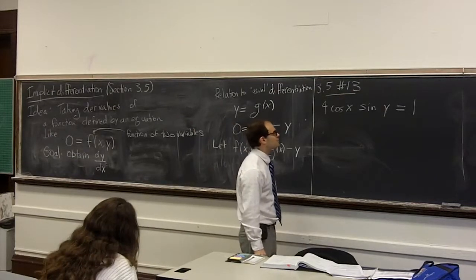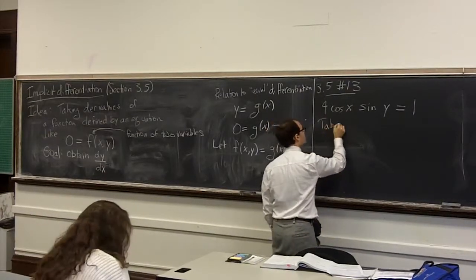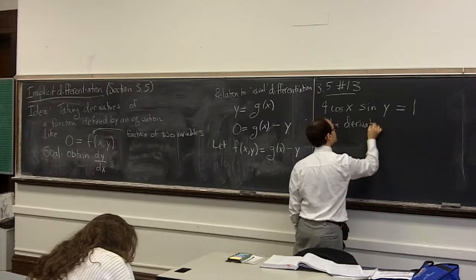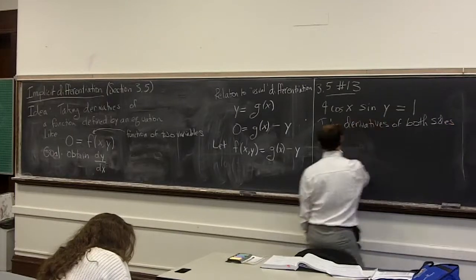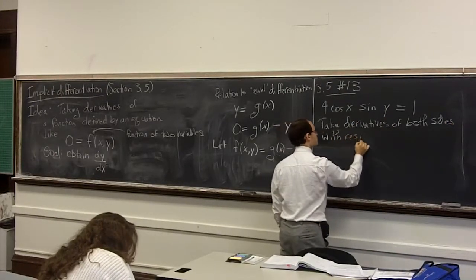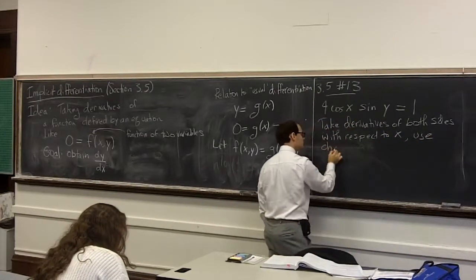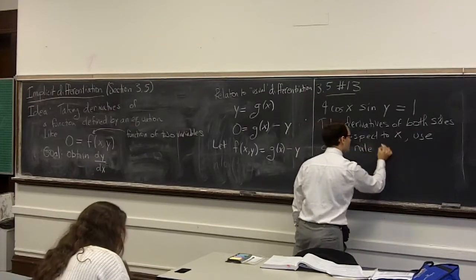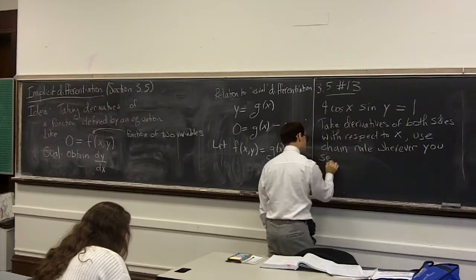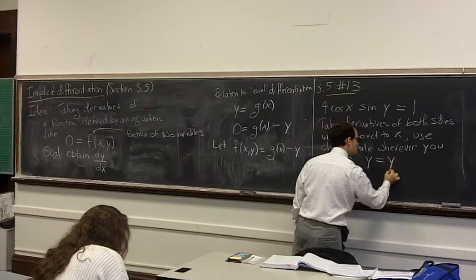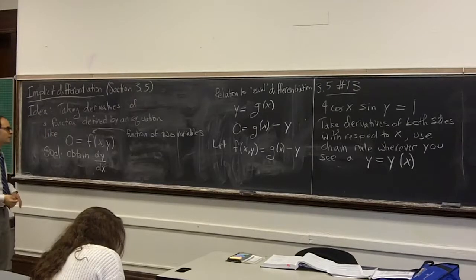The idea is you just take derivatives of everything in sight and use the chain rule to keep track of things. So take derivatives of both sides with respect to x and use the chain rule wherever you see a y, which you think of as a function y as a function of x. Okay, so let's see how that works.